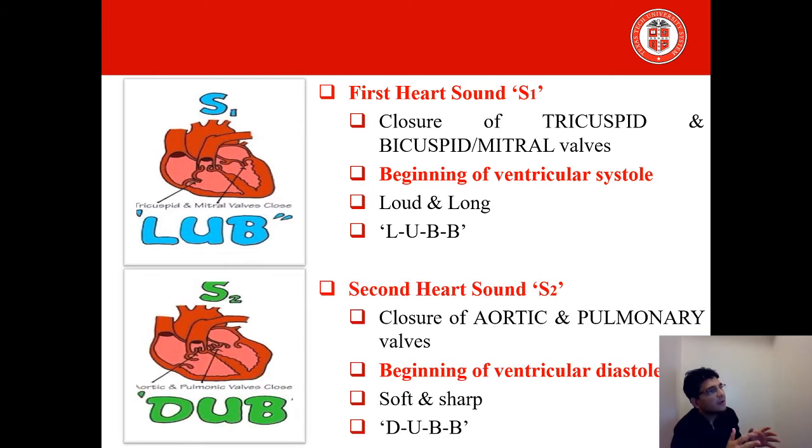If we look at the second heart sound, that is known as dub. You can see in the diagram here, this is all about the second intercostal space, the aortic and the pulmonic valves. Both these valves close simultaneously to create the second heart sound. This is associated with the ventricular diastole, which is another event of the cardiac cycle. Now, this is in contrast to the first heart sound. It's soft, but it's sharp, and again it sounds as dub.